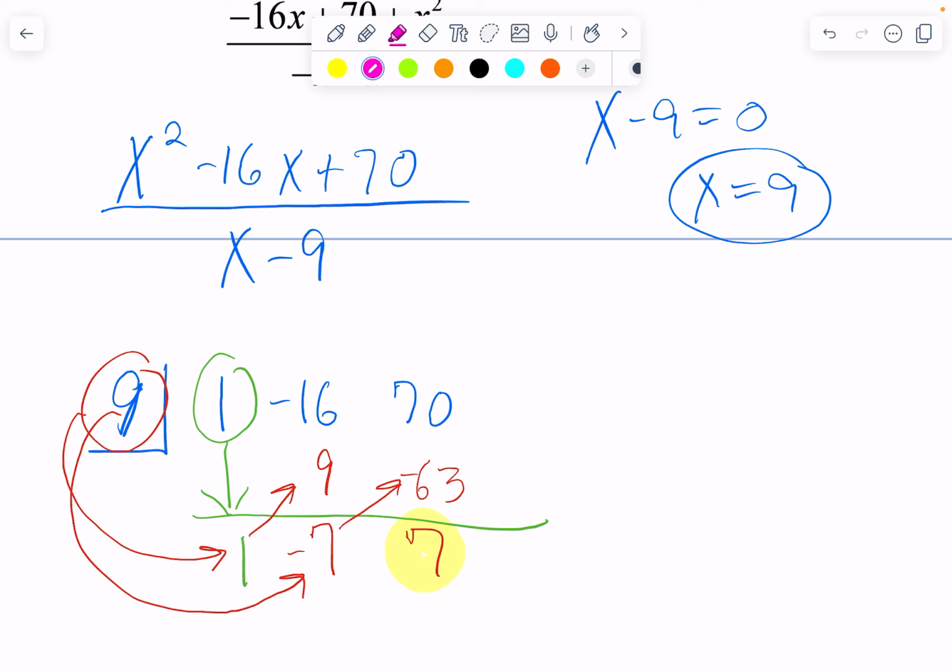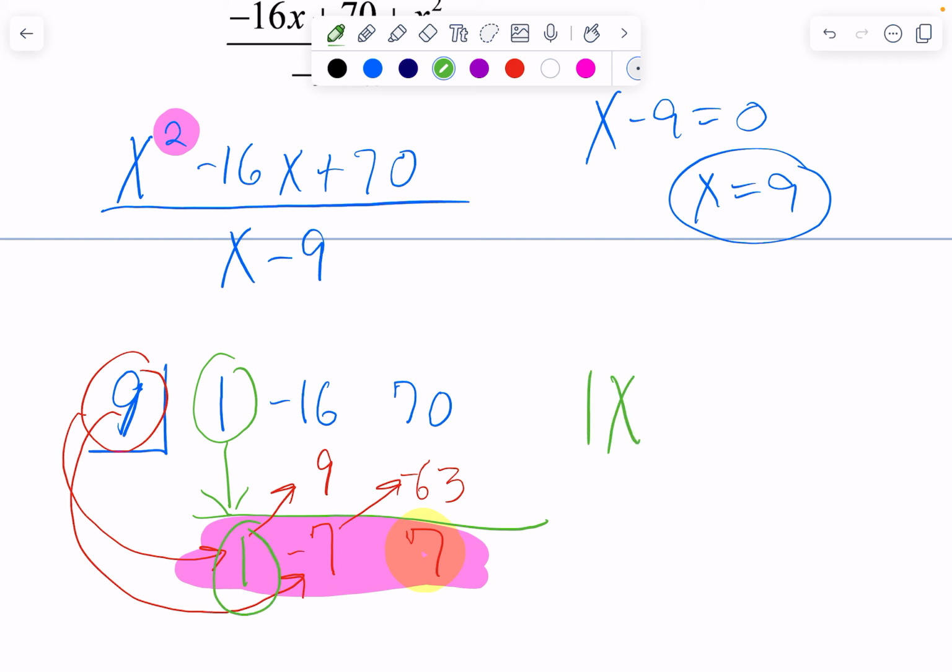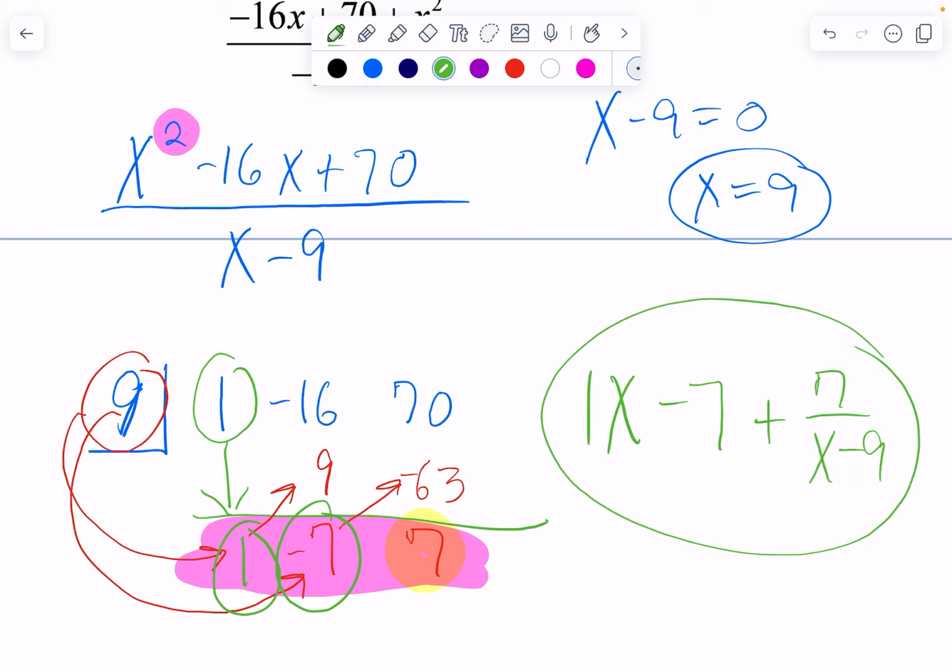Now, how do we write this answer as a polynomial? Remember that we started with a power of 2. We divided by an x, so we're going to subtract one exponent. So this green 1 is 1x minus 7, plus my remainder of 7 over x minus 9. Remember, you can rewind and rewatch it.